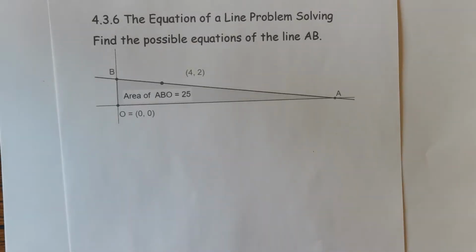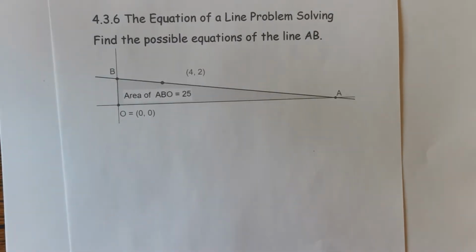Okay, in this class we're going to look at a problem-solving question based around the work we've been doing on the equation of a line. So this is a typical kind of Leaving Cert standard question. It says find the possible equations of the line AB, and we're given some information. So let's just have a look at what information we're given.